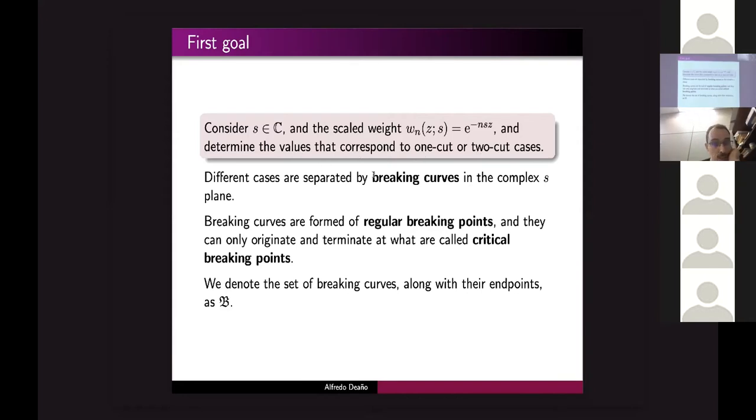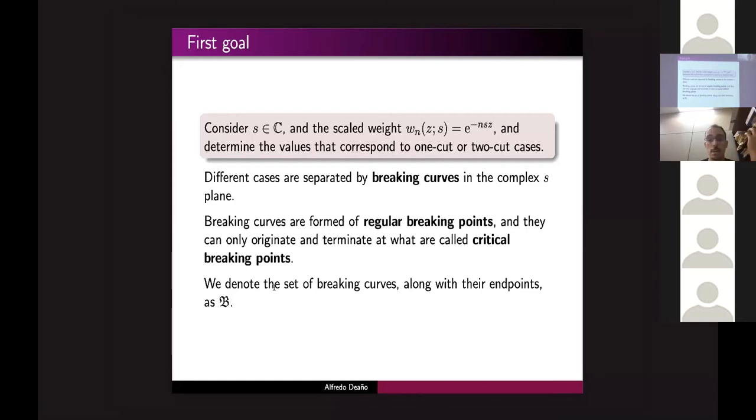So these two cases are separated by what are called breaking curves in the s-plane. These breaking curves are formed of points which are called regular breaking points, and the idea is that if you move s across one of these curves, then the topology of this limit curve for the zeros of the orthogonal polynomial is going to change in some way. So there could be some splitting, like the example I showed before, or it could be the birth of a new cut, from one cut to two cut in a different way, or something like that. You also have some breaking points which are called critical breaking points. These are essentially different. I'll go back to that in a moment.